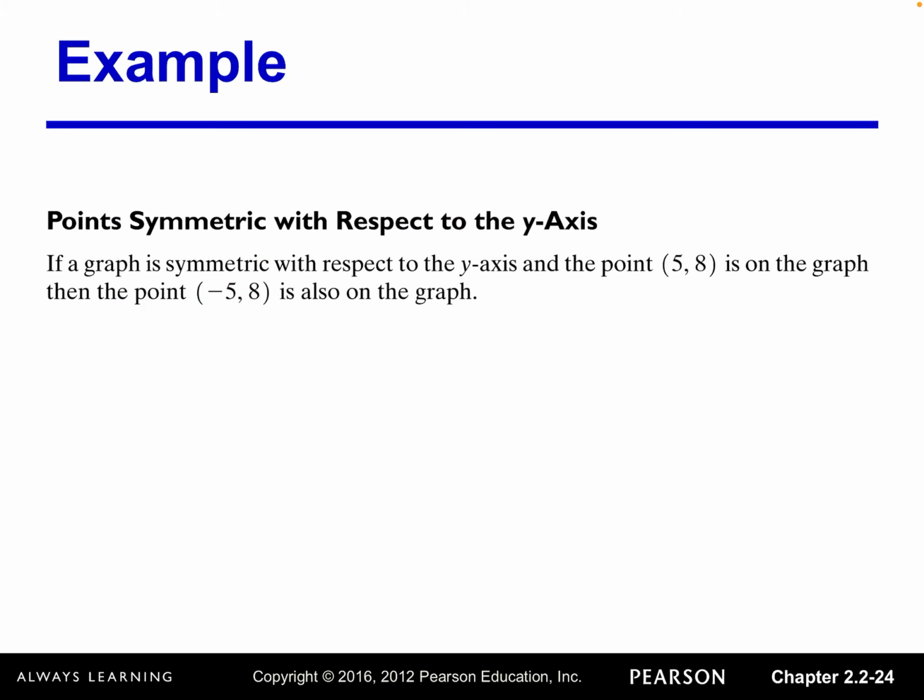So let's try an exercise. If a graph is symmetric with respect to the y-axis, that means the y coordinates should be the same. If (5, 8) is on the graph, what point must also be on the graph? The y coordinates remain the same, the x coordinates need to be of opposite sign. If it's 5, then the symmetrical point with respect to the y-axis should be (negative 5, 8).